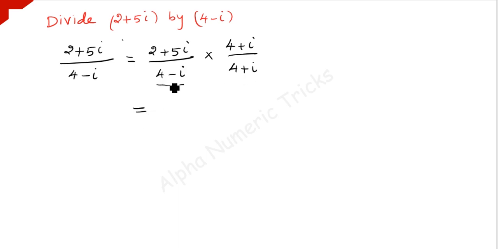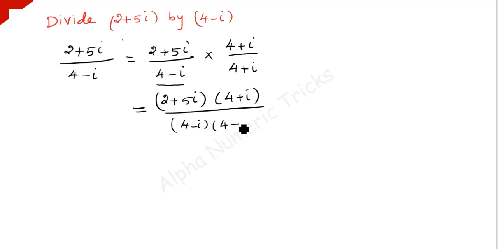Okay, and then after that you have to take the multiplication of this term, that is 2 plus 5i into 4 plus i, divided by 4 minus i into 4 plus i. Okay, so here this term we have to multiply. First term, you have to multiply (a plus b) into (c plus d), multiplication we have to do. So first, you have to multiply the first term.